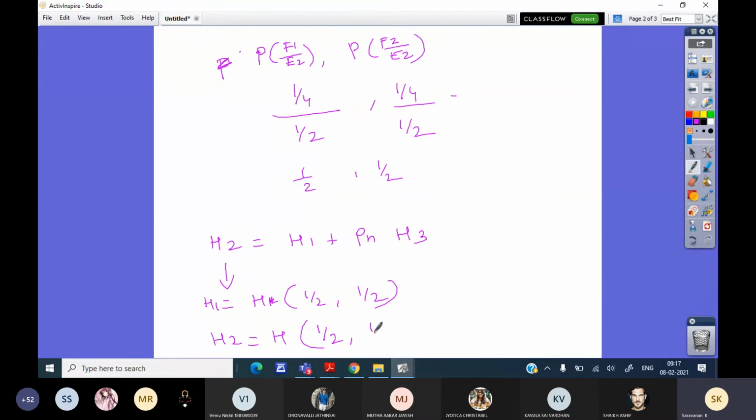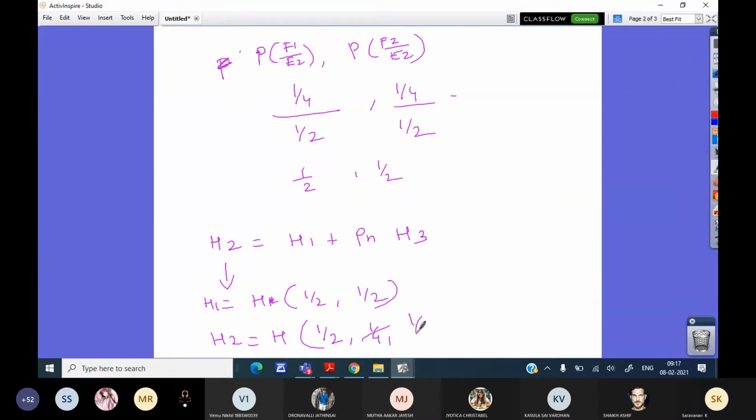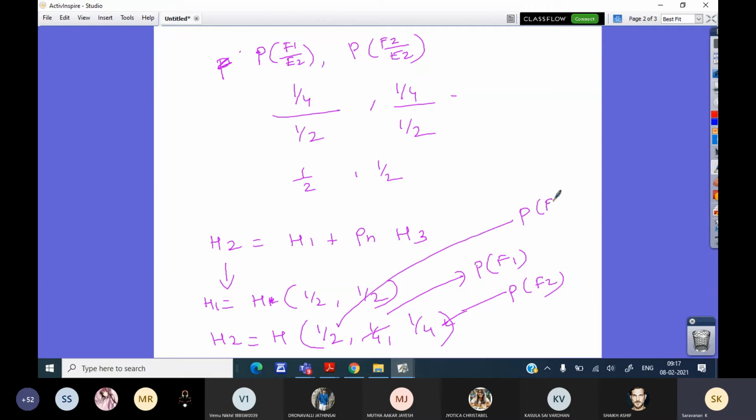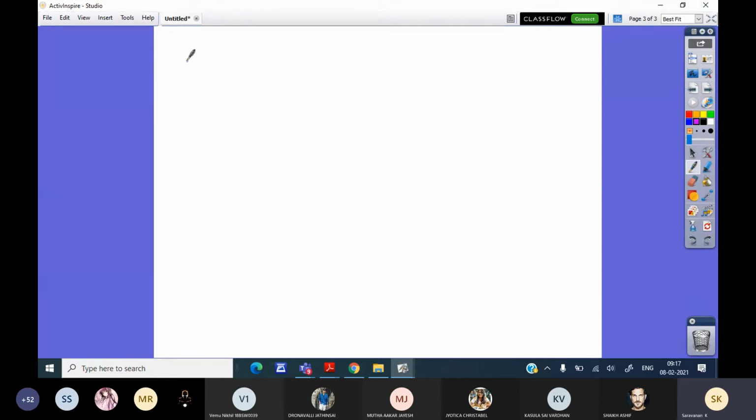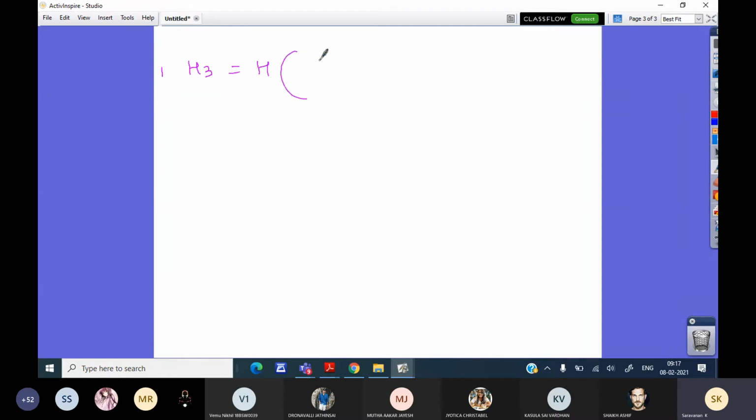So that is 1 by 4, 1 by 4. What is this? It is nothing but P of F1, this is P of F2, whereas this is going to be P of E1. Next, I should compute one more H, that is H3. It is nothing but H of the sub-event probability divided by the main event probability.